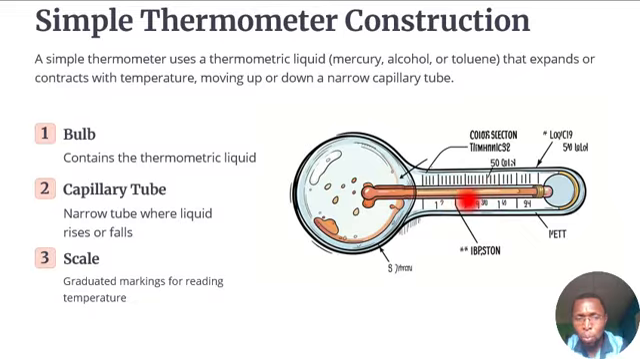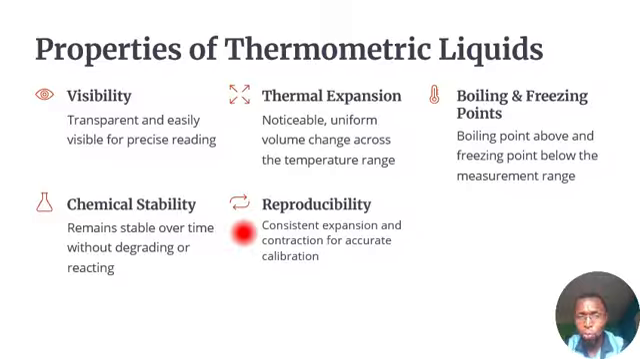It's a narrow tube where liquid rises or falls. This place here, where liquid rises or falls. And then we have what we call the scale. The scale is these lines that you are seeing here that help us to measure with ease, whether you are measuring 20 degrees Celsius or so. All right, so those are the three major parts that you should note in a simple thermometer construction.